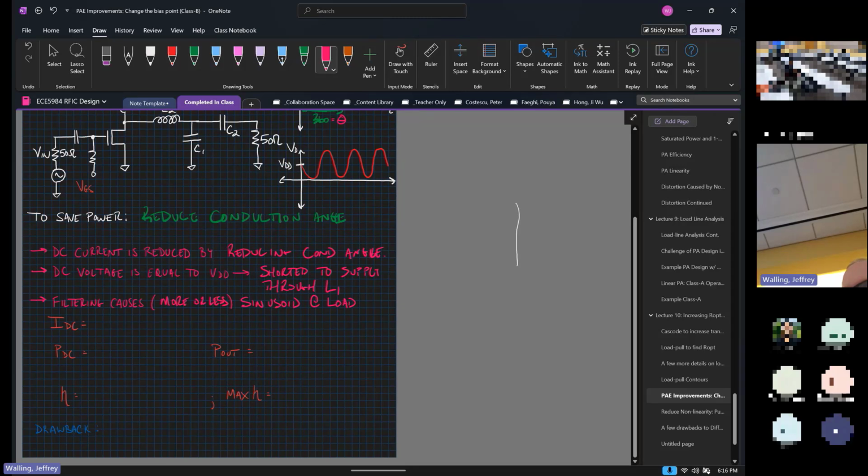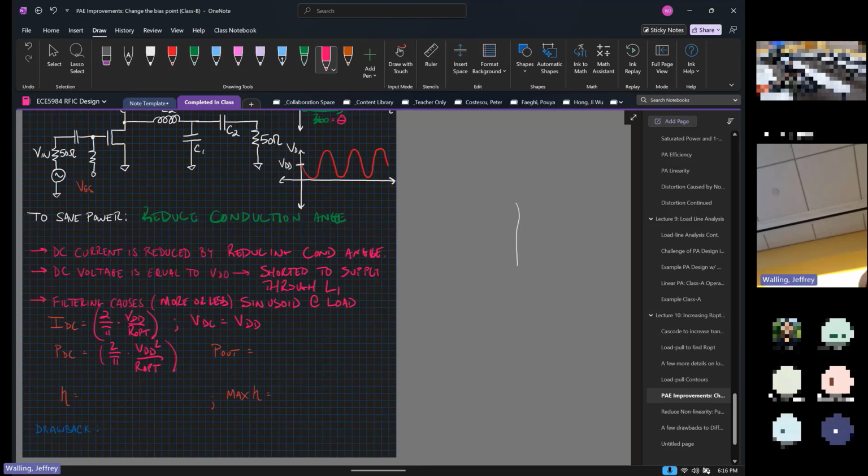Okay, so our DC current, if we go through and look at that, what's really a half rectified sine wave, we can find the DC value for a half rectified sine wave. In our case, it's going to be equal to 2 over pi times VDD divided by R opt. We already know that the DC value at the drain, VDC, is equal to VDD because of the short through the inductor. So our DC power is equal to 2 over pi times VDD squared over R opt.